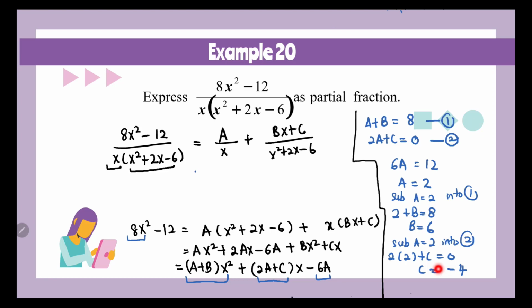Once we have the values of A, B and C, we're going to substitute A as 2 over x, B as 6x and C as negative 4. So 6x minus 4 divided by x squared plus 2x minus 6. So this is how we write 8x squared minus 12 divided by x multiply x squared plus 2x minus 6 as partial fractions. So this is the answer for example 20. I hope all of you can understand example 20.